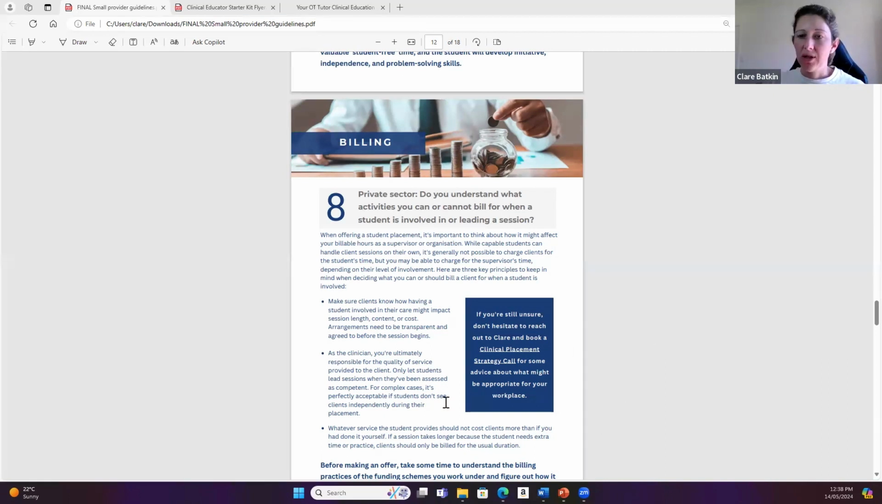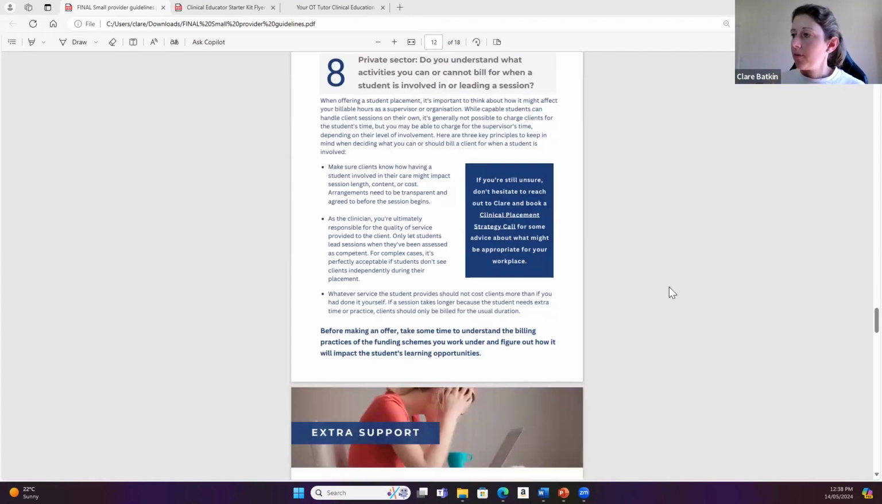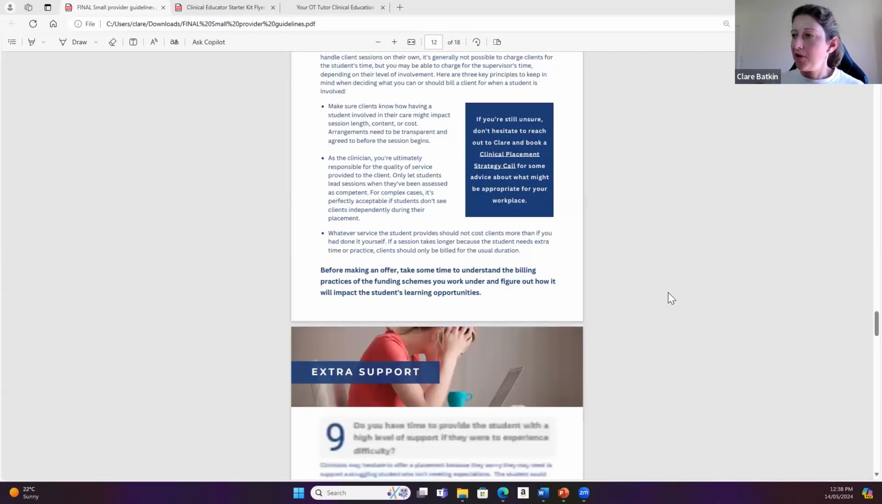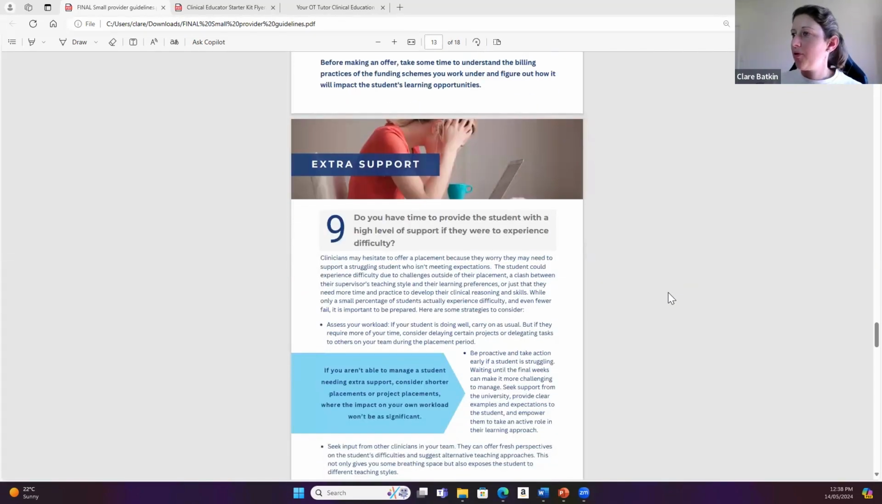At the end of the day as well, just keep in mind that in the private sector, you're still responsible for the quality of the service provided. Clients generally are still paying either through their own funding package or out of their own pocket, and they may choose that they don't want students to provide that service. So just keep in mind how you might make it creative for students to be involved, whether they can have more free sessions with the students where they're not actually being billed for it. Hopefully that's helpful for you there, but happy to answer extra questions if you've got them.